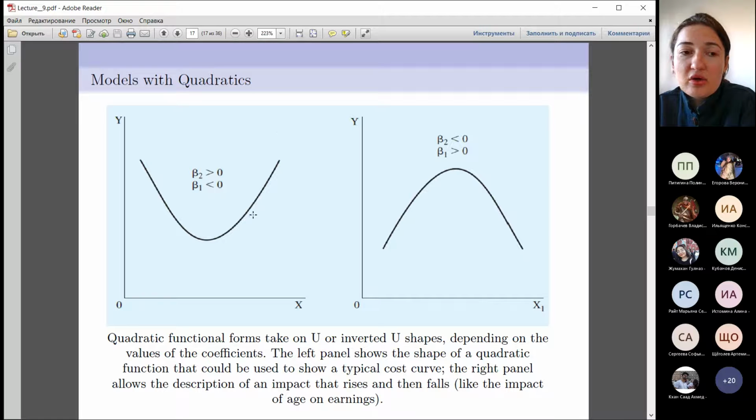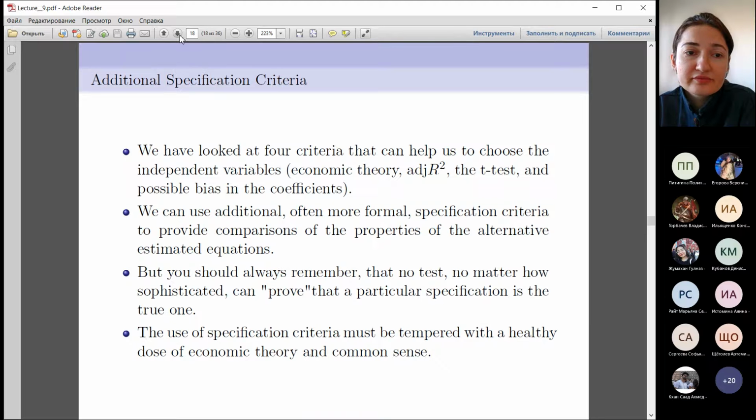Okay, and also when you work, for example, with the model of cost production, it will also be relevant to include the quadratic term in this case.